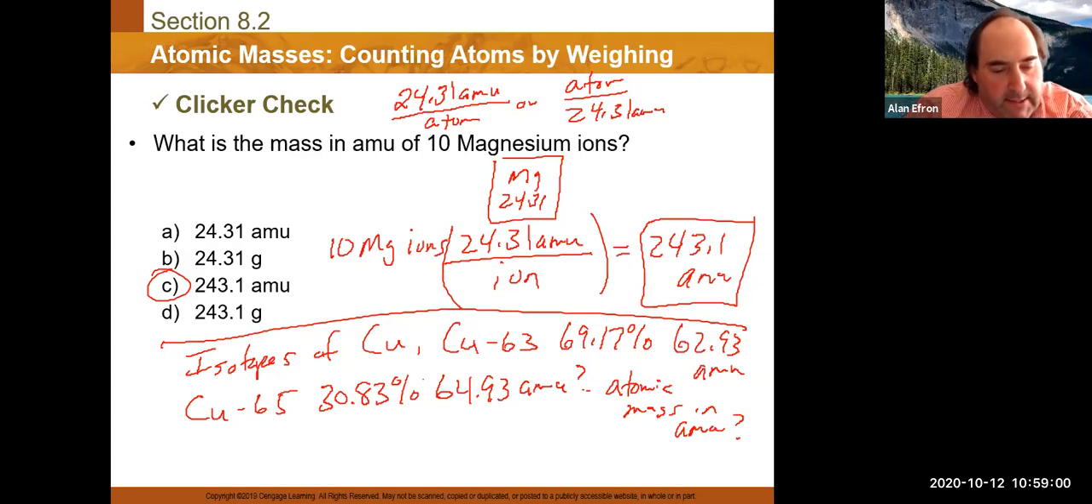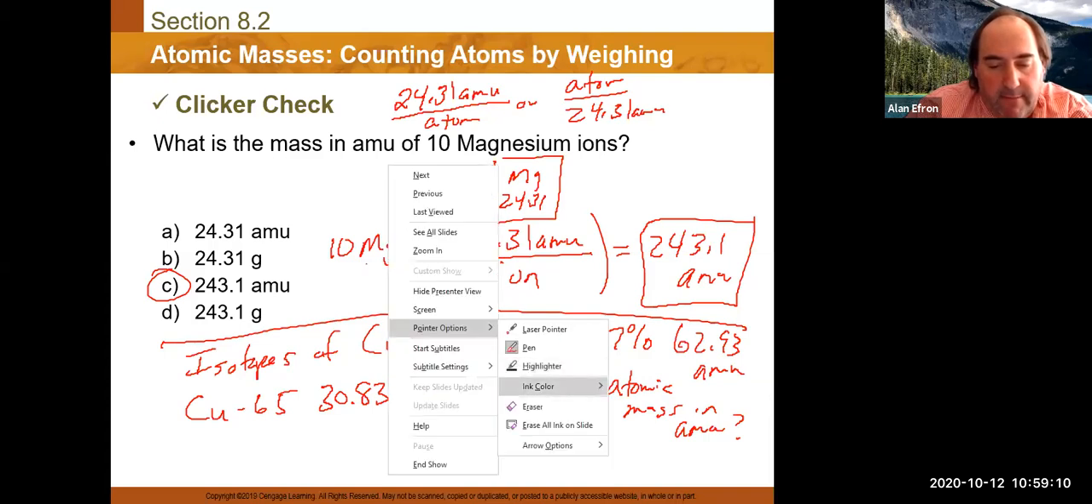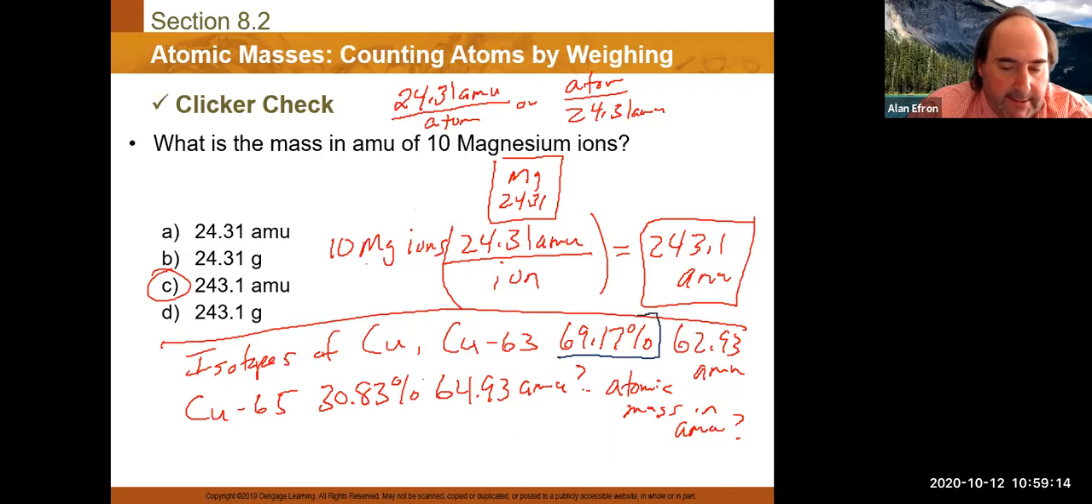Okay, so let's take a look. So again, here we have the two percentages of these isotopes. We also have the atomic mass of each individual isotope. So it's always important when you're doing a problem like this that you look at the percentages. So you got 69%, you got about 30%, 31%. So they do add up to 100%.